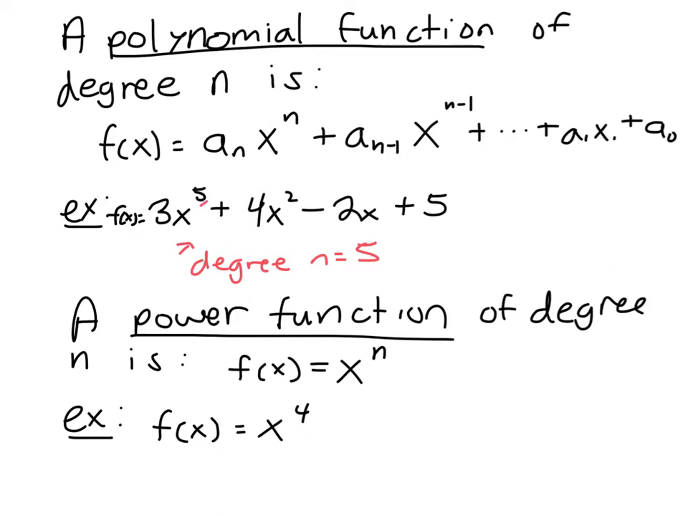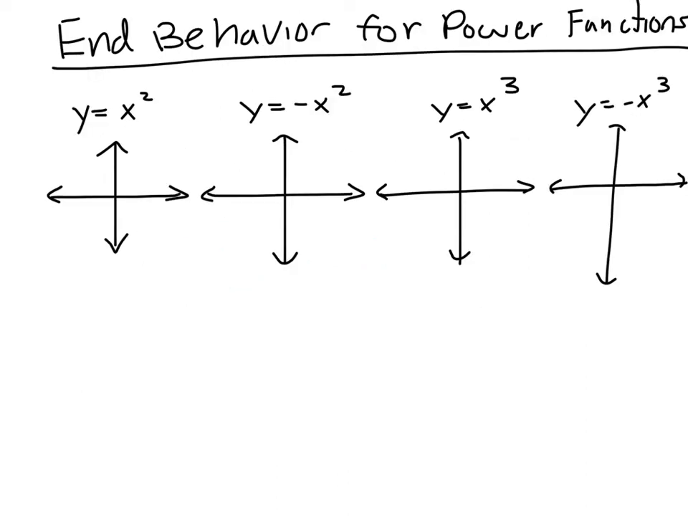All right, another thing that we need to talk about is a power function. So a power function is basically x to the n, so everything else is 0 in the polynomial function. The power function just doesn't have the rest. So for example, x to the 4th, and this would be of degree 4. Okay, so now let's talk about end behavior for power functions, and then we'll build that up to understanding end behavior for polynomial functions.